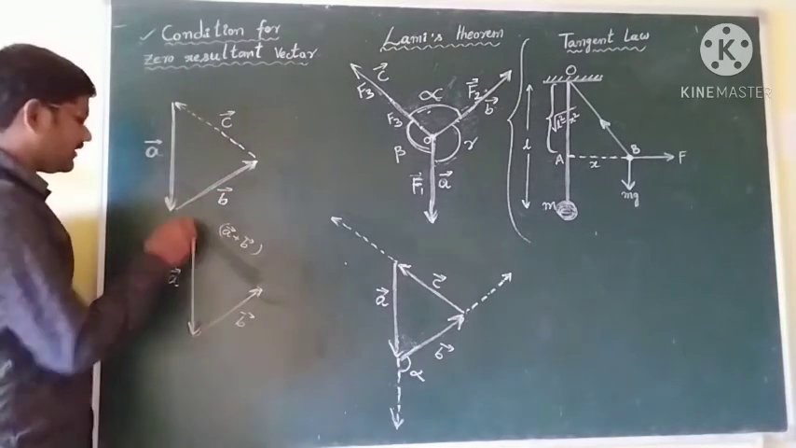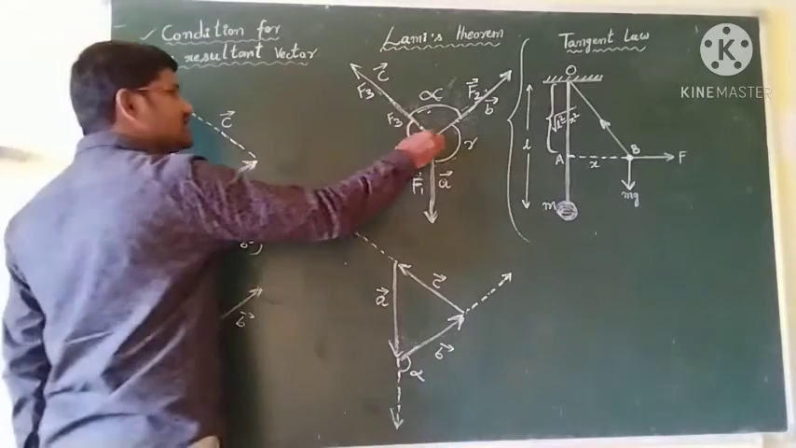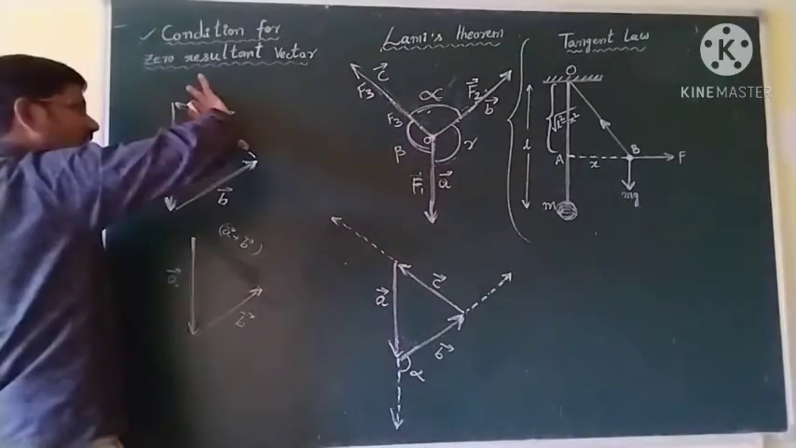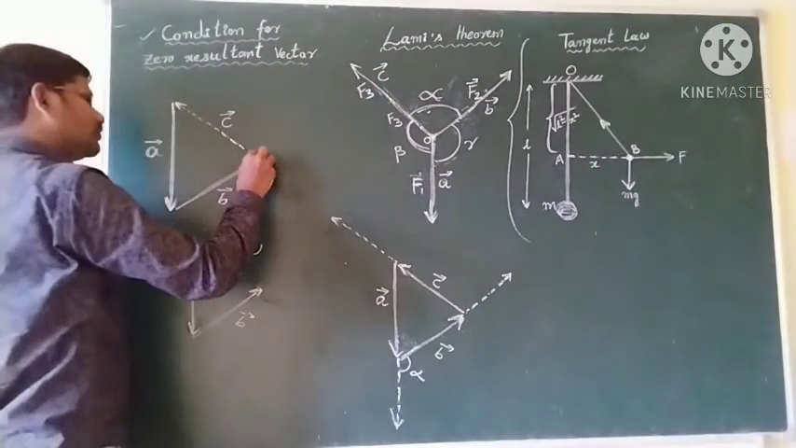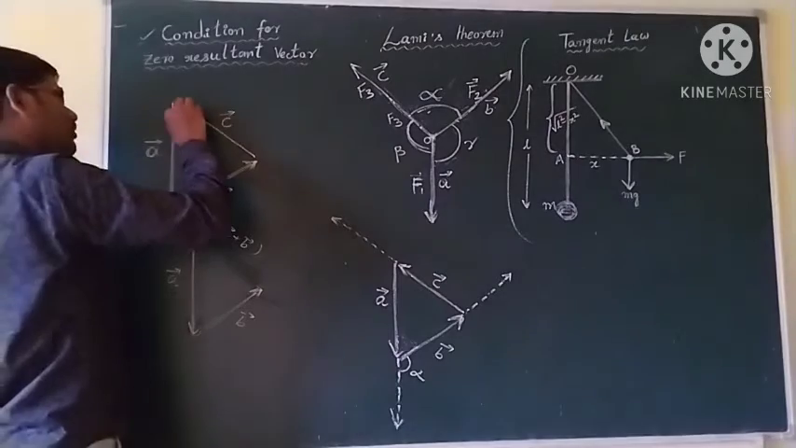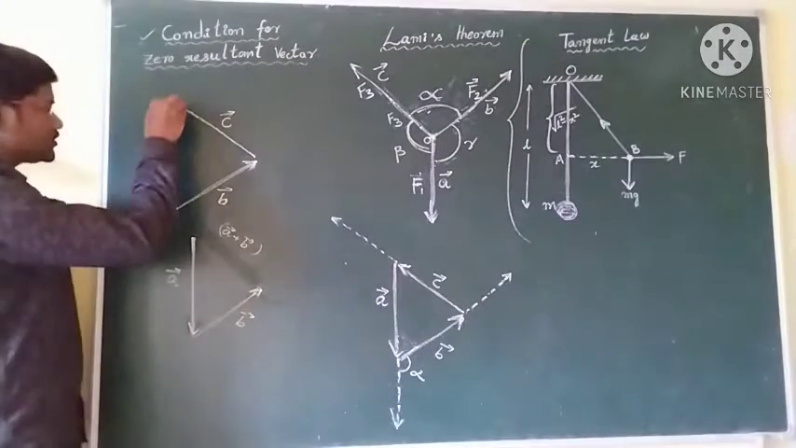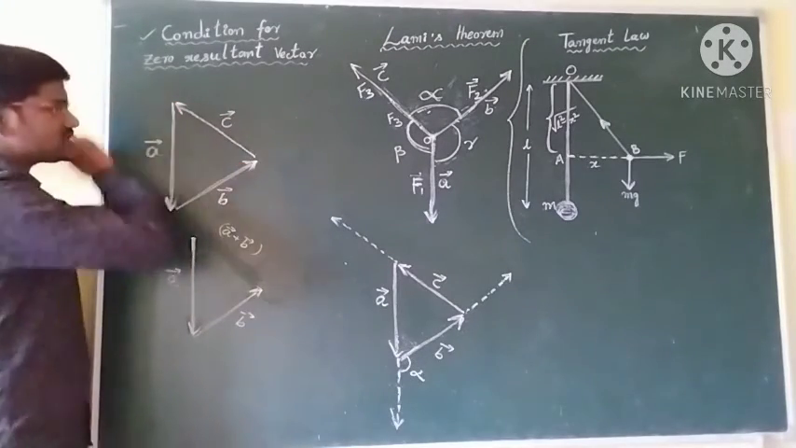This is the b bar vector, started here, and this is the c bar. Without changing the direction and magnitude, you start here. This is called c bar. See students, so a bar vector, b bar vector, c bar vector.